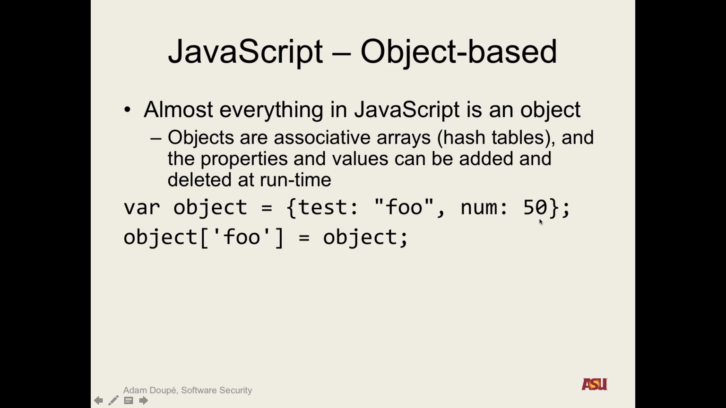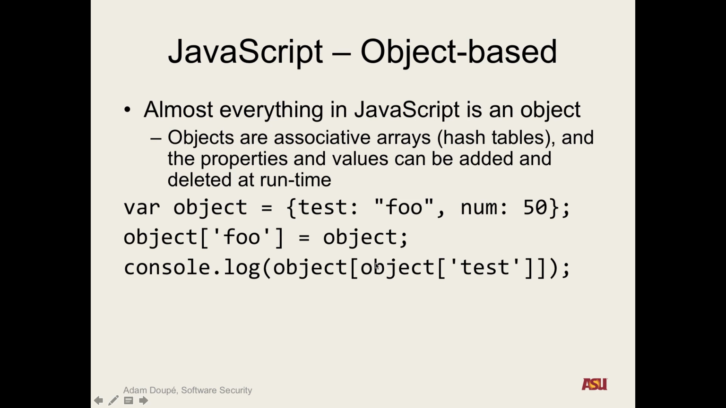And they can do crazy things like set object bracket test, so object['foo'], equal to object. So here I'm creating a new field in this object, foo, which contains the object itself. And I can write out object.test. So what's this going to do? Yeah, so object.test is going to look in here and return foo.